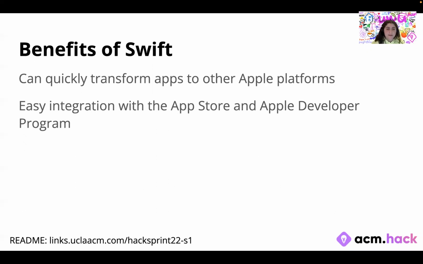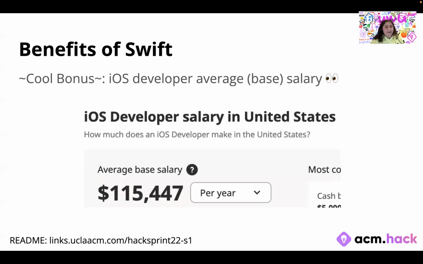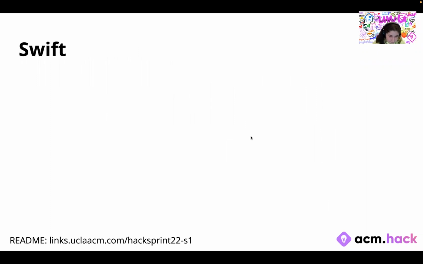And another benefit is that it has really easy integration with the App Store and with the Apple Developer Program, which is what you use to upload your things to the App Store. So if you're trying to get your app out there and to market it, Swift is a great option. And just a cool bonus is that if you do iOS development professionally, the salary is definitely not something to laugh at. It's over 100K a year, which is pretty cool in my book at least. But yeah, just some benefits of Swift, of course.